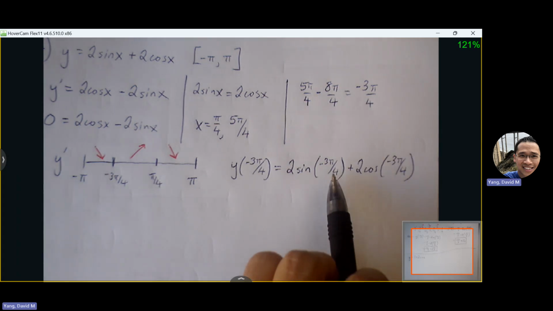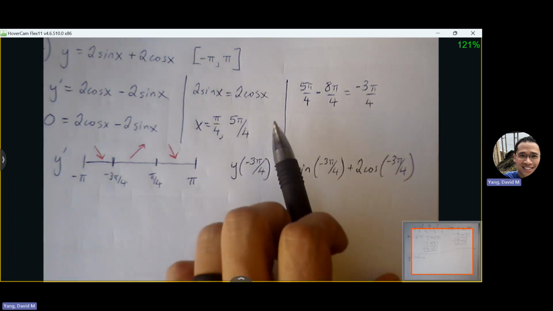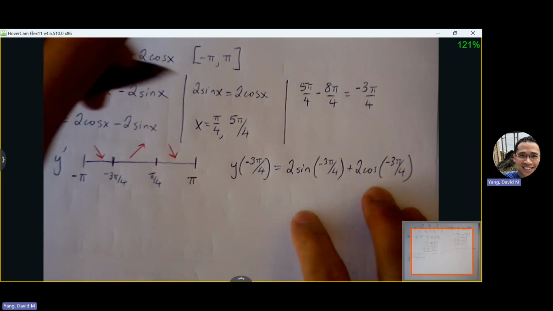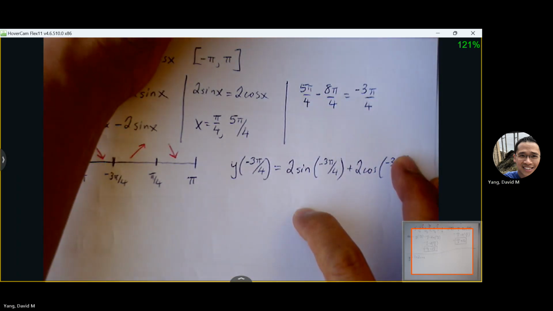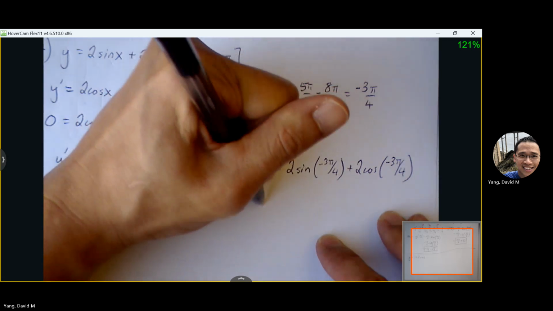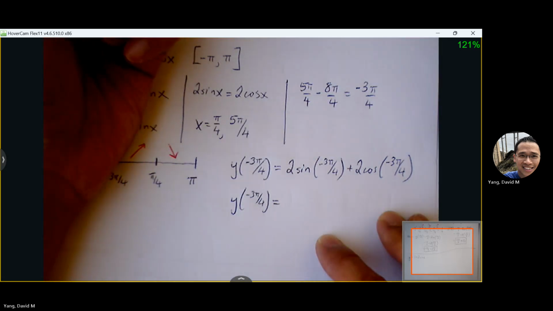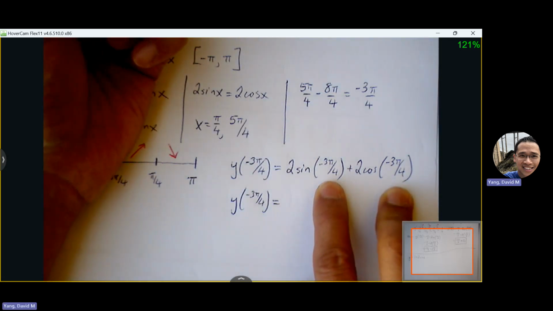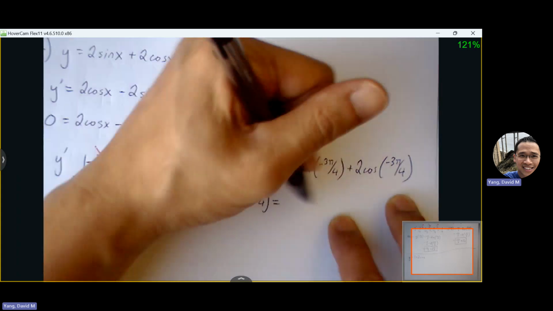Again, we can treat -3 pi/4 like we would treat 5 pi/4. So that third quadrant pi/4 family, √2/2, but negatives for both.